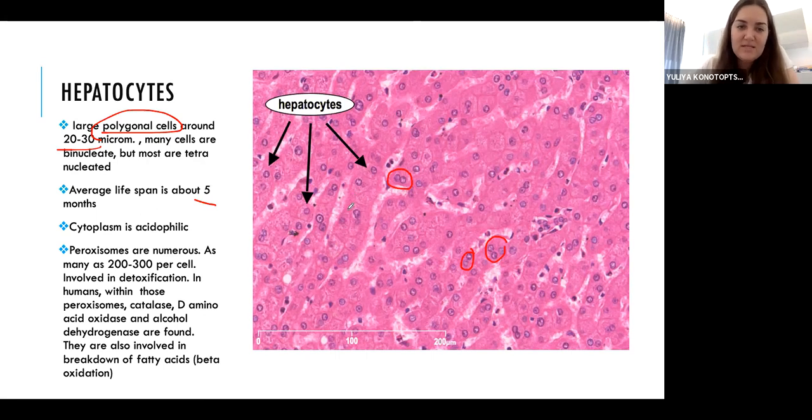Cytoplasm is very acidophilic because of peroxisomes. That's the reason for that. Peroxisomes, as you remember, are very important in detoxification. They contain peroxidase enzymes, right, like hydrogen peroxidase. So you're using these enzymes in order to break down the toxins.